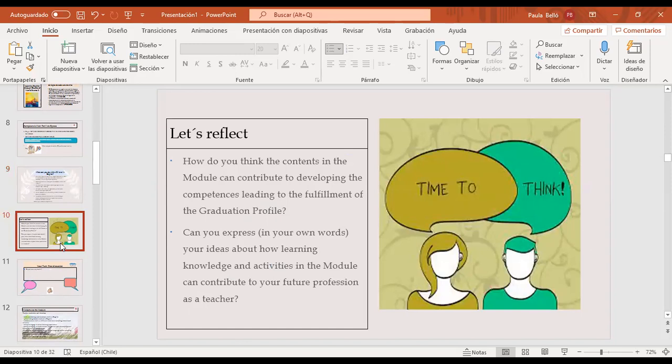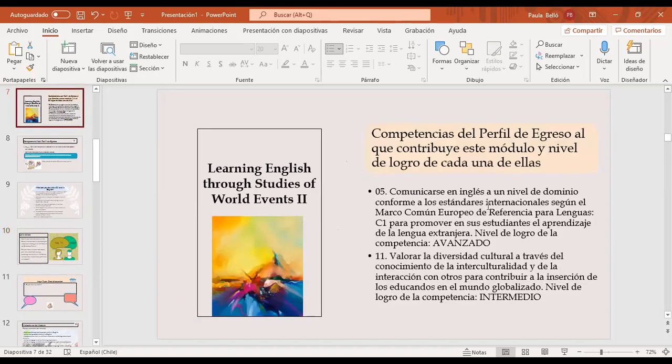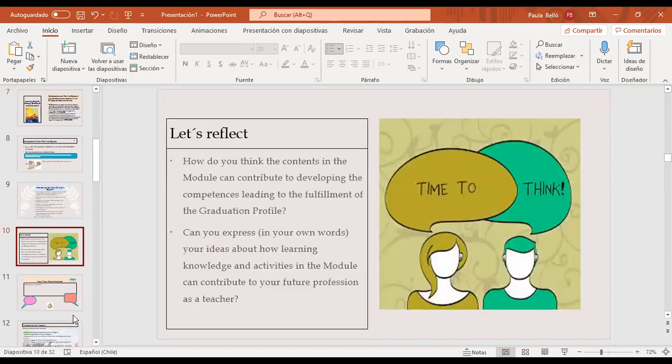Yes, now I want to listen to you. How do you think the contents in the module can contribute to developing the competencies leading to the fulfillment of the graduation profile? How are we going to fulfill this competence 5? At this level, it is upper intermediate. It's not advanced. Advanced is C1. Now we are at the level upper intermediate. Okay, I listen to you.